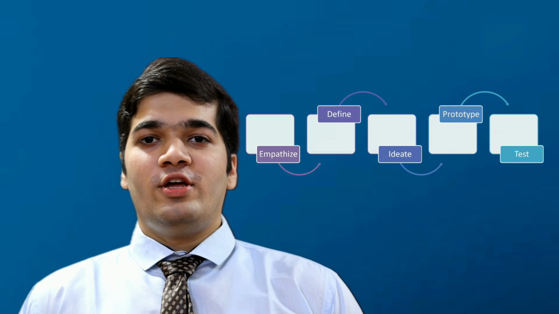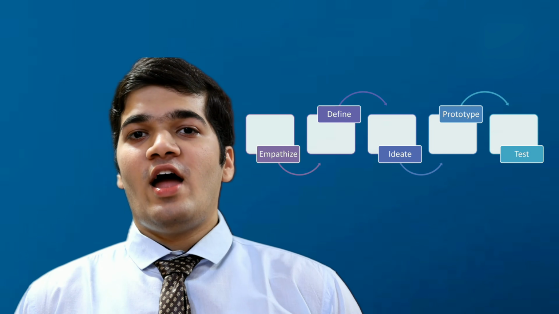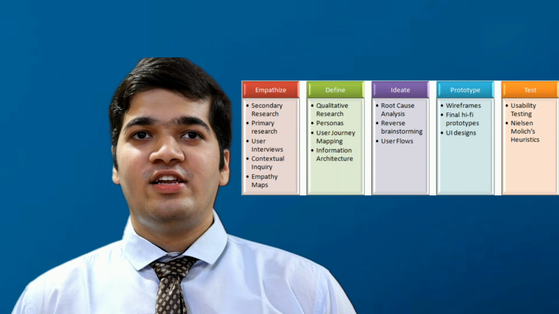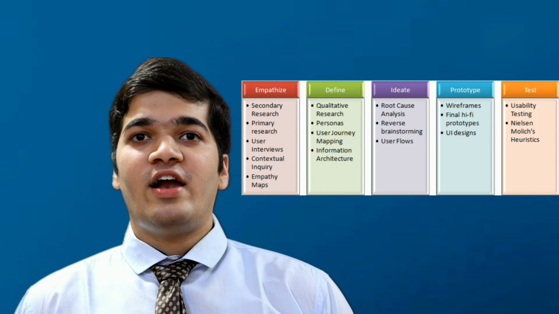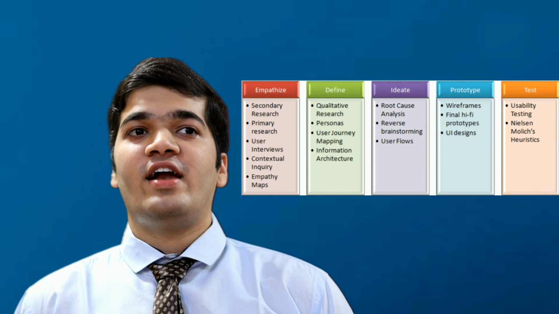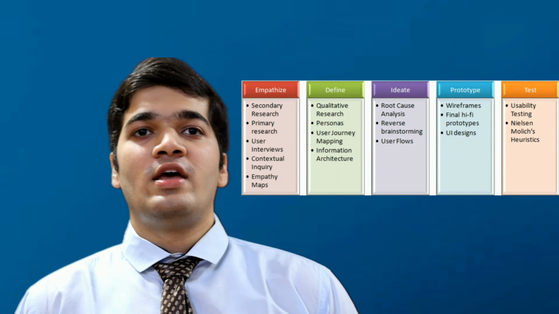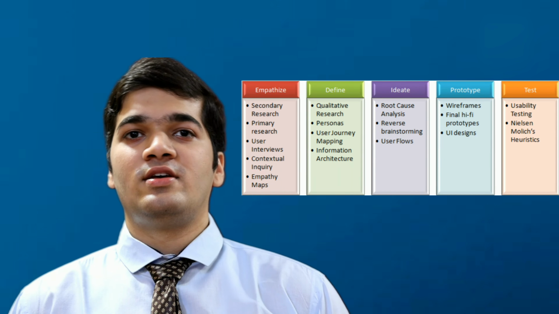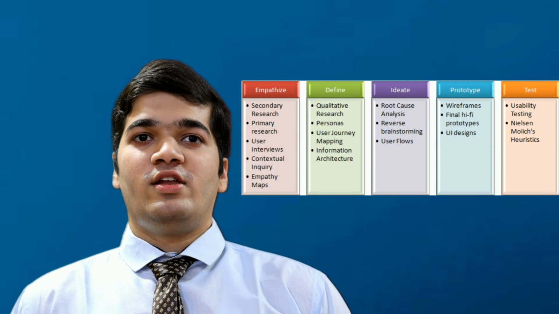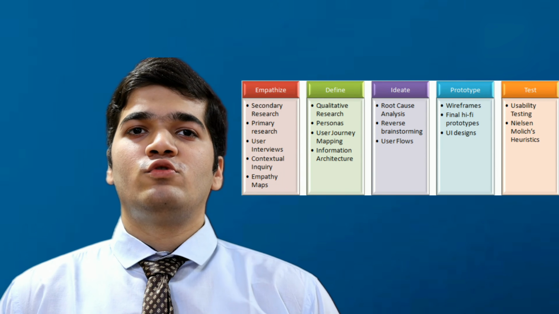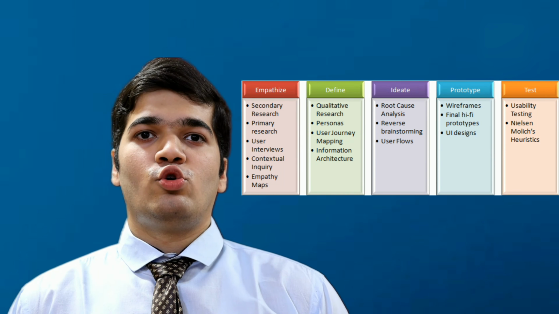I am Kaustubh Jangam. The design process that I had followed is empathize, define, ideate, prototype, test. Under empathize, I conducted secondary research, that is, gathered information using internet sources, which are mentioned as references. Next, primary research: user interviews and contextual inquiry. Conducted 5 user interviews and also interacted with other stakeholders.